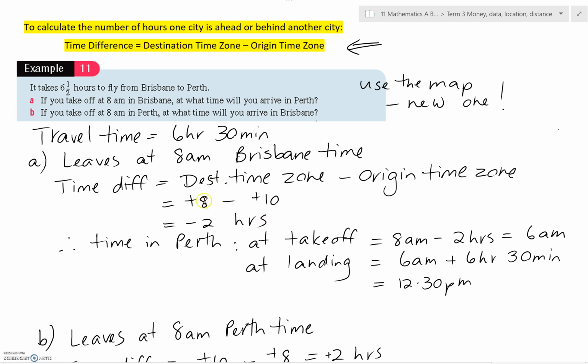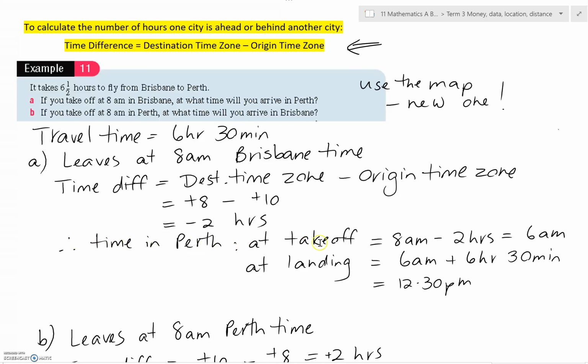And then you just treat it like normal numbers. So 8 minus 10 is -2 hours. What that says is the time in Perth is 2 hours behind Brisbane. So the way to use that is, well, you could do it two ways. You could work out the landing time in Perth based on what it is and then take 2 hours off, or you can take it off at departure time, and that's what I've done here.